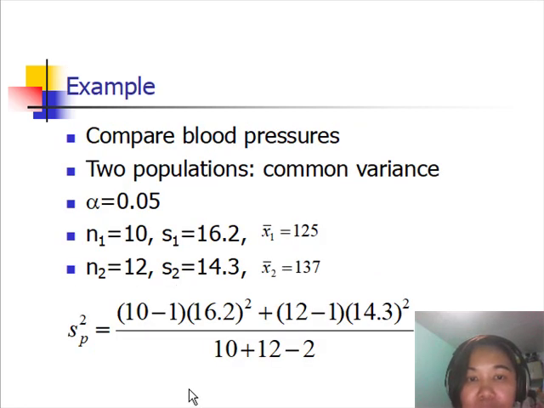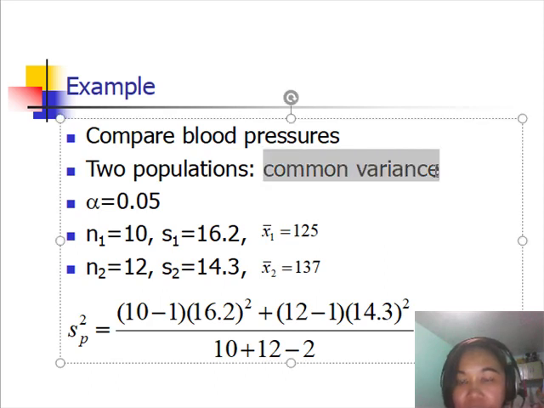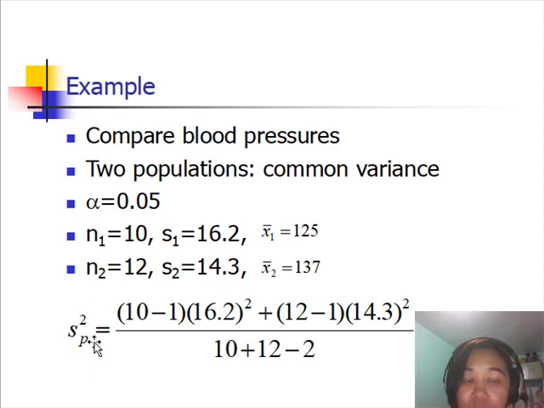Okay, example, we compare blood pressures. Okay, so two populations given common variance. Here our sample sizes are really small, 10 and 12. These are less than 30, but we assume variances to be equal. So that's why we have here common variance. We set alpha to be 0.05. So we will solve first the pooled variance.